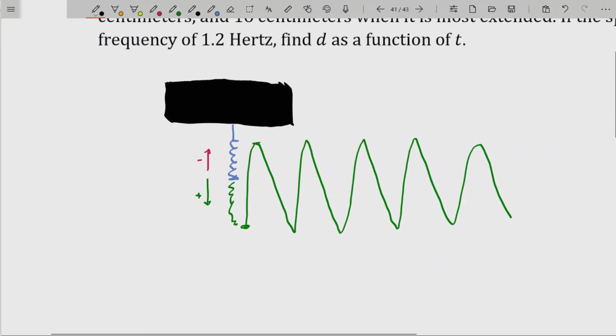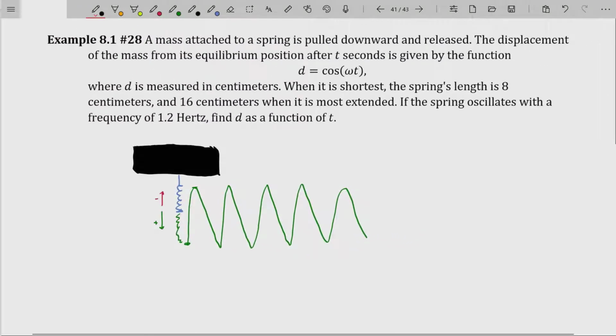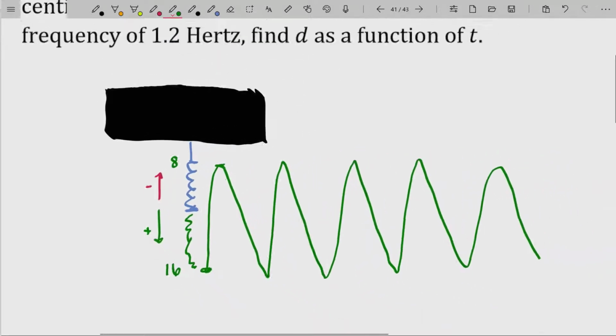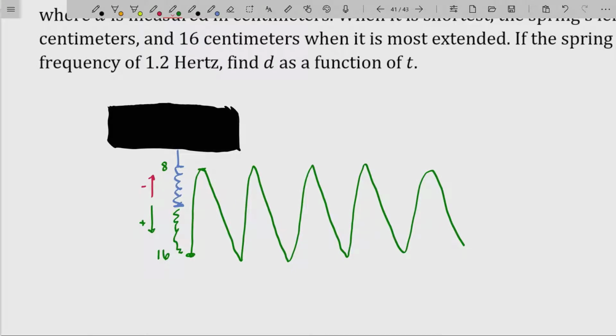It's more work to push up. So that's just a heads up. All right, so let's see. When it is shortest, the spring's length is 8. I'm going to just mark that on here. And when it's longest, the spring's length is 16. So therefore, the midline is halfway between those two values. The midline here is, let's see, 16 plus 8 is 24, divided by 2 is 12.